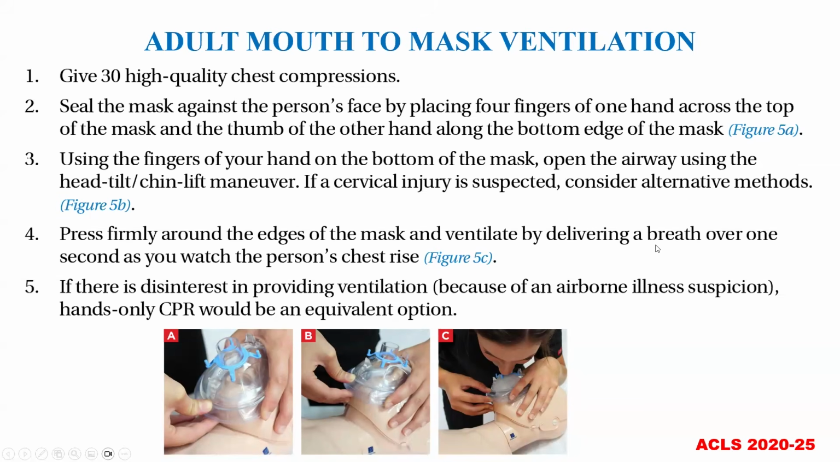Using the fingers of your hand on the bottom of the mask, open the airway using the head tilt and chin lift maneuver. If cervical injury is suspected, consider alternative methods like jaw lift. Press firmly around the edges of the mask and ventilate by delivering a breath over 1 second as you watch the person's chest rise. If there is a disinterest in providing ventilation, hands-only CPR would be an equivalent option.